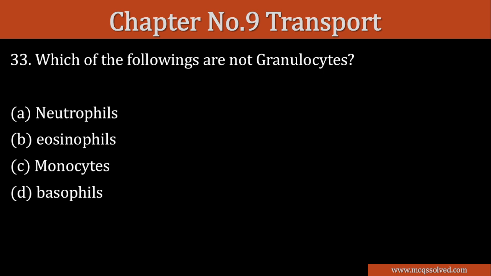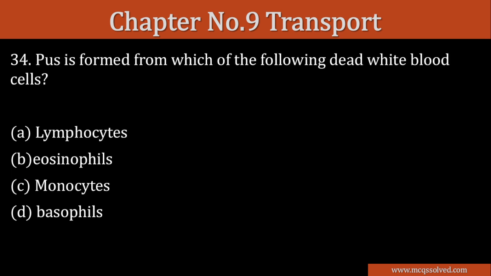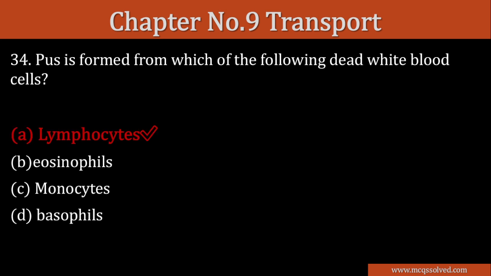Which of the following are not granulocytes? Neutrophils, eosinophils, monocytes, basophils. So the right option is C, monocytes. Pus is formed from which of the following dead white blood cells? The right option is lymphocytes.